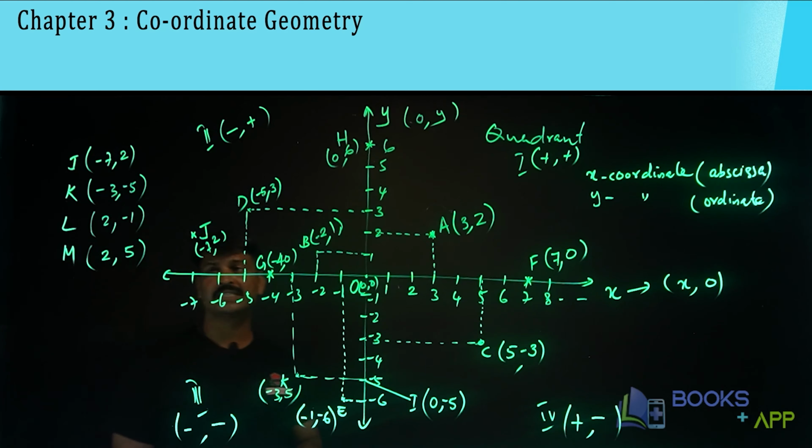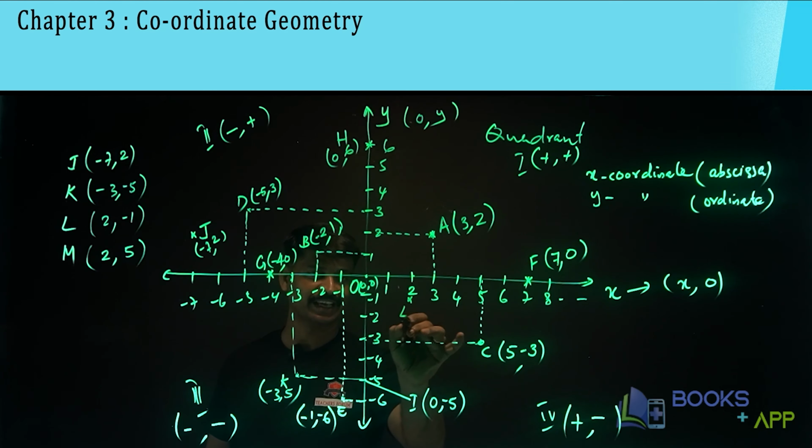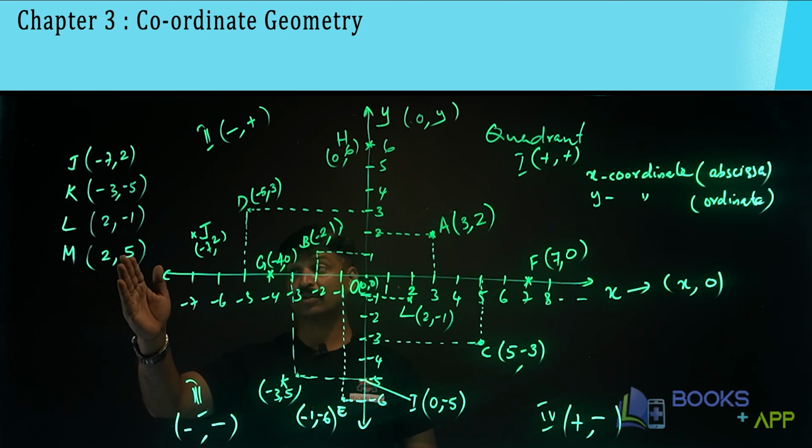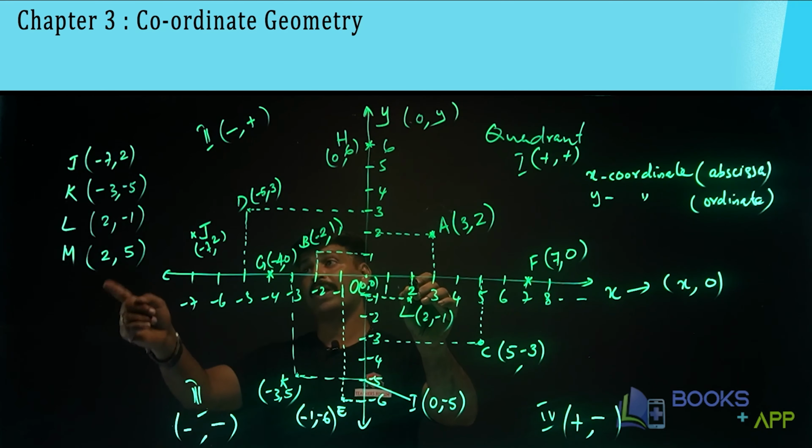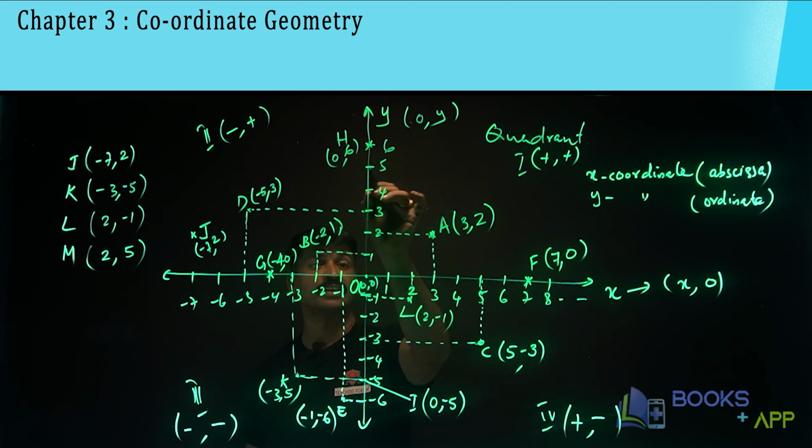Now can you find where is L? 2 comma minus 1. X is 2. Y is minus 1. So this is the point that represents L. L is 2 comma minus 1. Clear? Where is M? 2 comma 5. M's x coordinate is 2. Y coordinate is 5. So where is the point? This is the point that represents M. M is 2 comma 5, because x coordinate is 2 and y coordinate is 5.